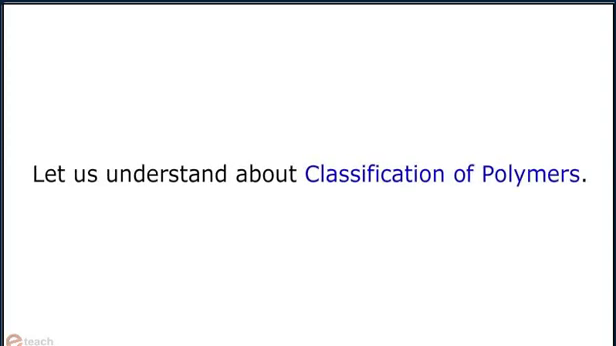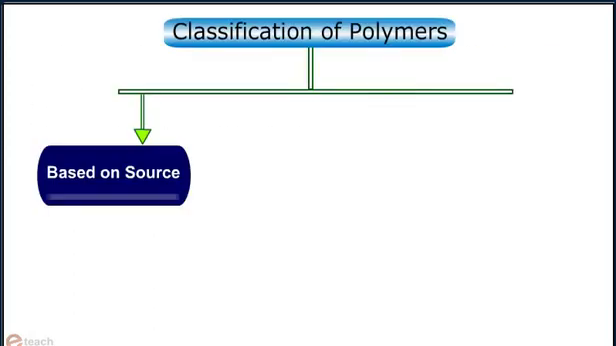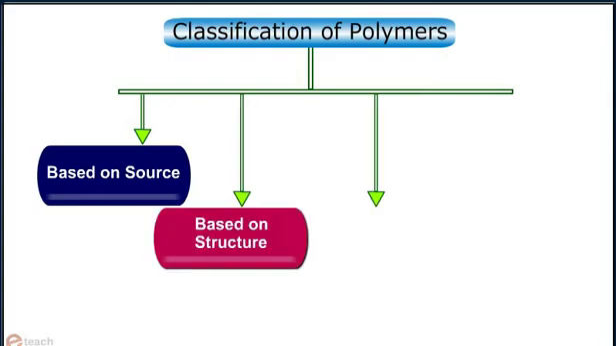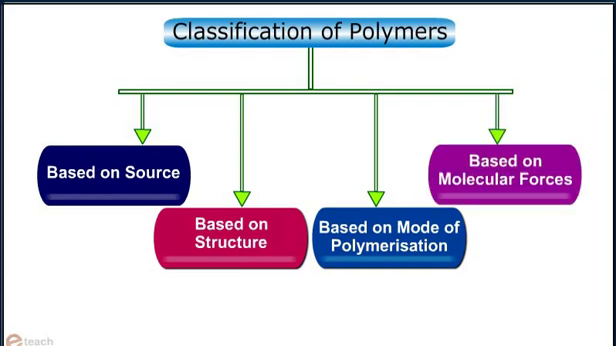Let us understand about classification of polymers. Polymers can be classified on different bases, such as on the basis of source, on the basis of their structure, on the basis of mode of polymerization, or on the basis of molecular forces. Click on the buttons to know more about them.